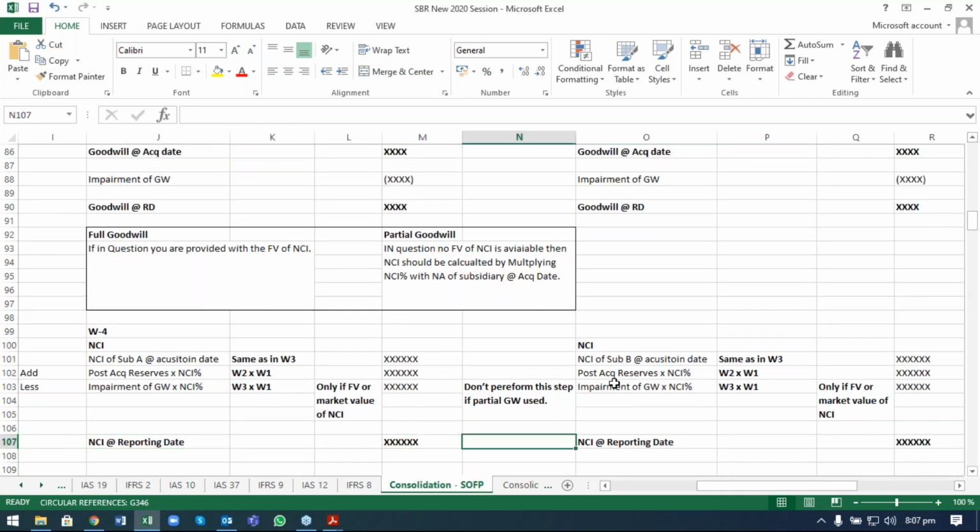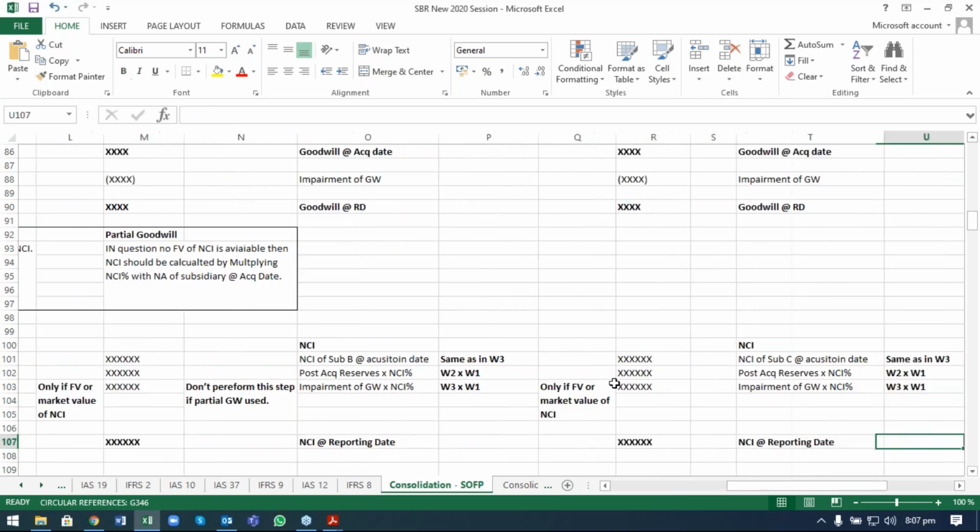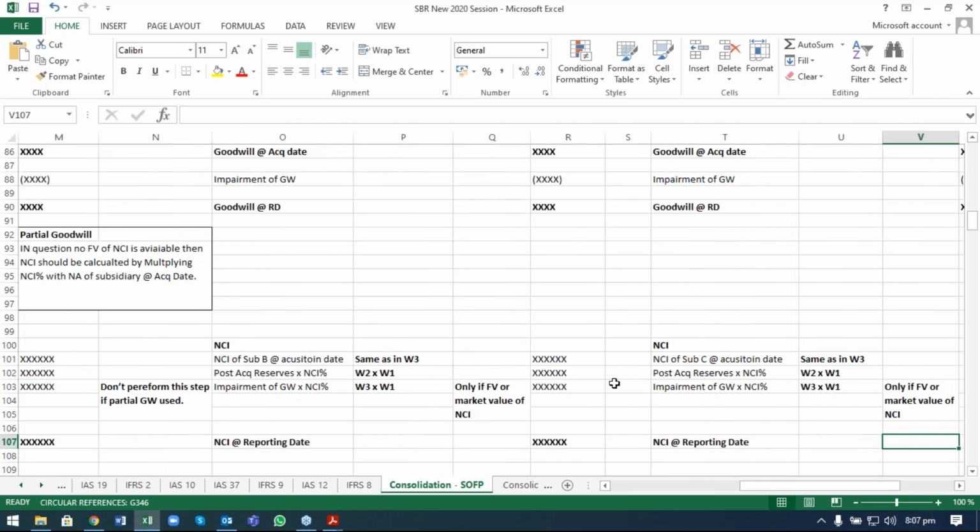So NCI for subsidiary A, for subsidiary B, and for subsidiary C should be accounted for in the same way, just like the goodwill we have calculated. So these 3 steps should be performed one by one for each and every subsidiary, up to 100 subsidiaries if you have. There is one question, if you have like how many subsidiaries? Someone told me that there are 20 subsidiaries. So you have to perform these steps for each and every subsidiary, irrespective you have 100 subsidiaries.